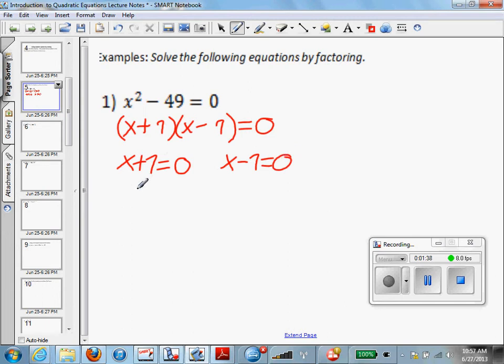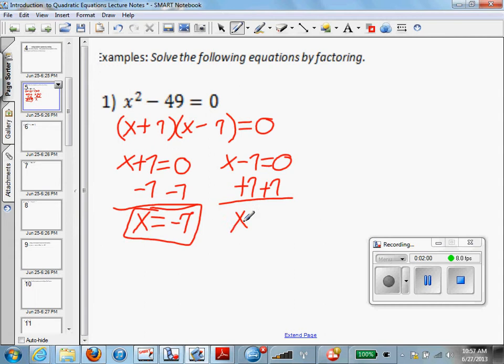For the first one, we want to solve for x, and to do that we have to subtract 7 on both sides. When we do that, we have x equals 0 minus 7, or just minus 7. For the other piece, we have x minus 7 equals 0, so to free x, we add 7 to both sides of the equation. We have x equals 0 plus 7, or just x equals 7.